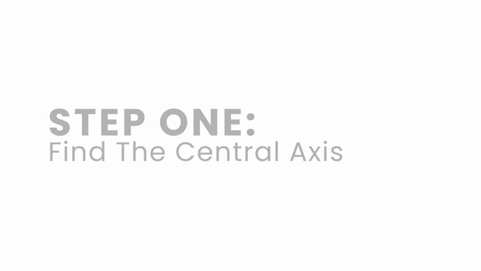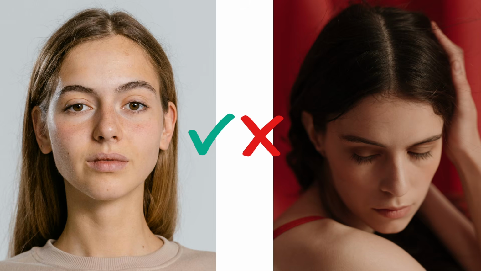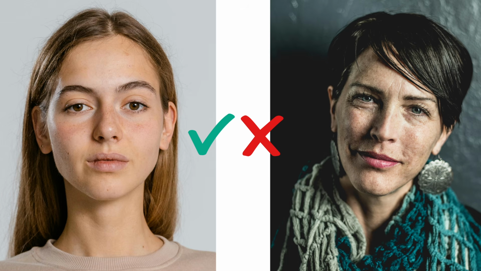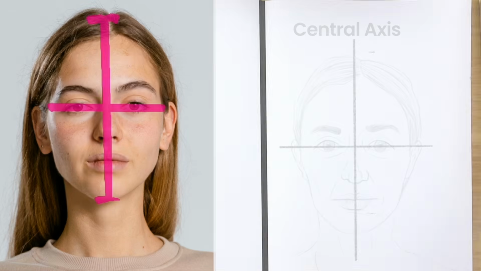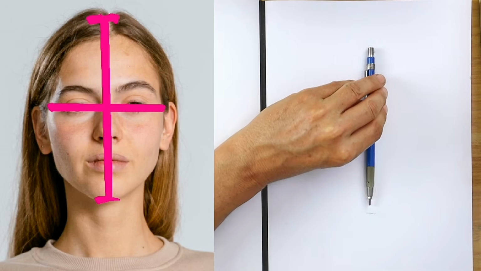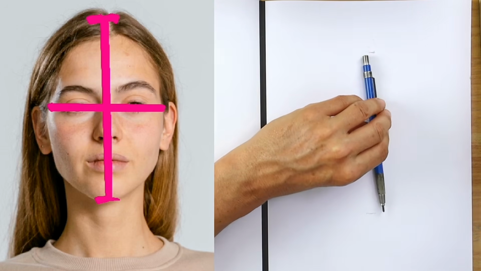The very first step is to find the central axis of the face. In this tutorial, I'm using a photograph of a person who is looking straight ahead, and that's what I'd recommend. The head is facing the front, it's not tilting up or down, and it isn't tilted to one side. And this means the axes of the face, that's the height of the face and the width of the face, is going to form a straight cross. We're looking for the line down the center of the face and the line across the eyes.